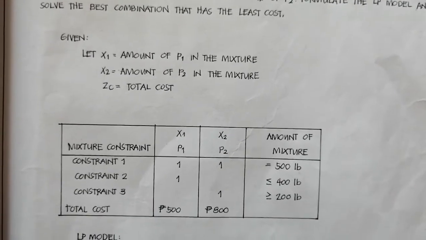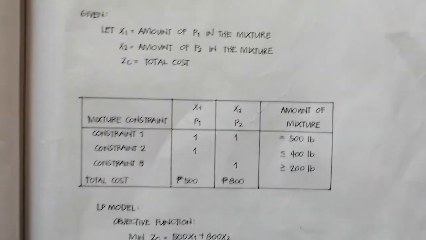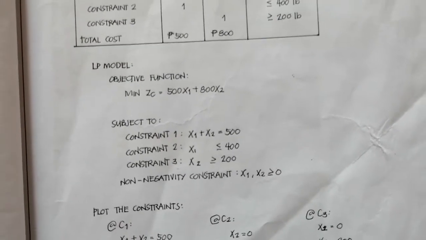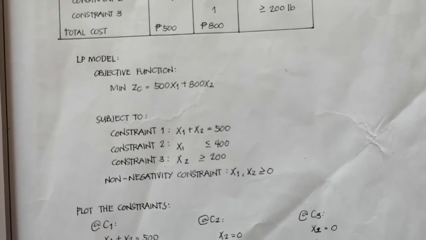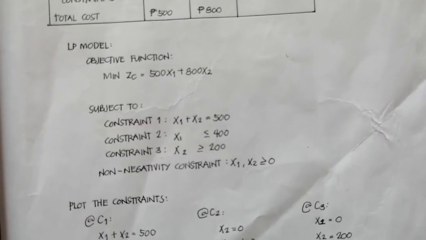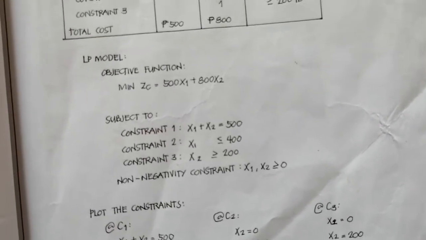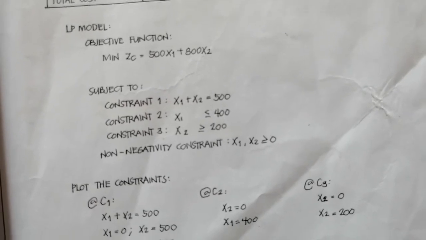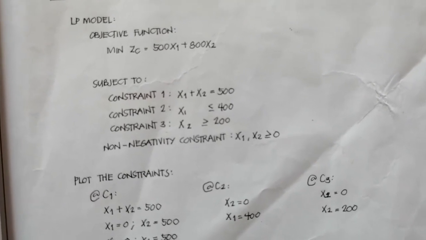And the total cost is 500 per pound for P1 and 800 per pound for P2. So if we formulate the LP model, this will become your objective function. Instead of maximization, you're going to minimize now the total cost, which is equal to 500 x1 plus 800 x2, subject to the three constraints mentioned. So x1 plus x2 is equal to 500. Your second constraint is x1 is less than or equal to 400. And the third constraint is x2 is greater than or equal to 200.